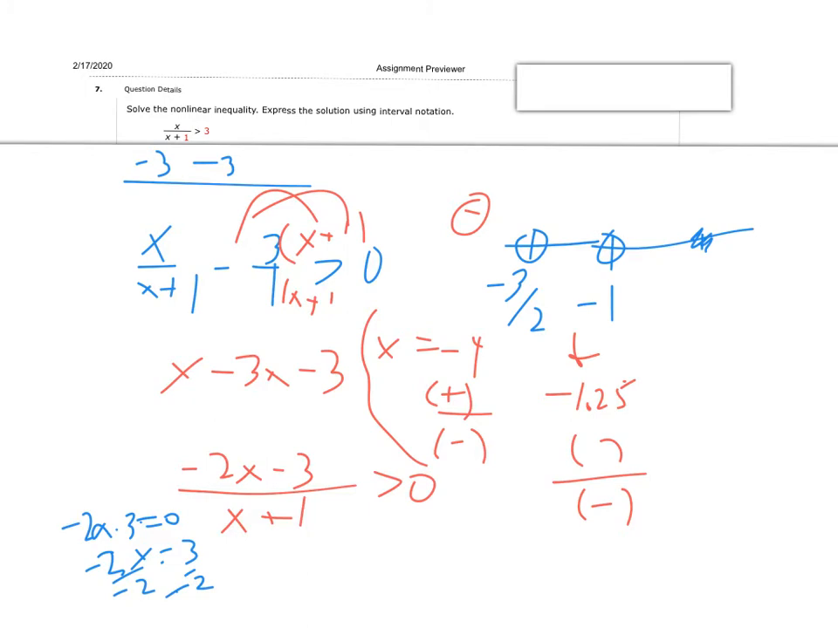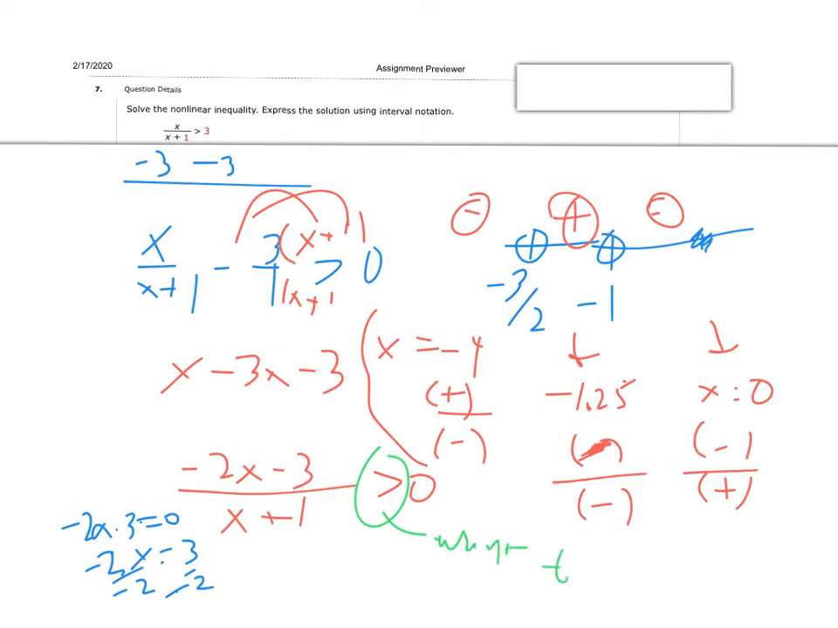But that's going to make what on the top? That's going to make positive 2.5 minus 3, so that will actually be negative also. So negative divided by negative will be a positive in here. And then I'll try out x equals 0 here, and that'll be a negative over a positive, so that's going to come out negative. All right, so what do we want? If we look back here, we want positives, because it's greater than zero. And so that's just the space in the middle, so negative 3 over 2, comma, negative 1.